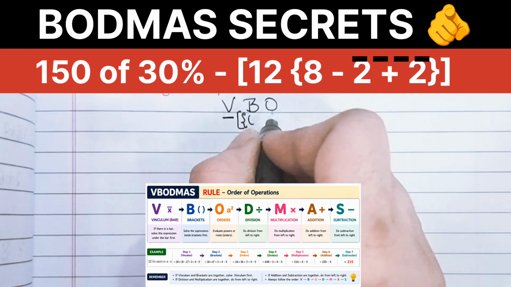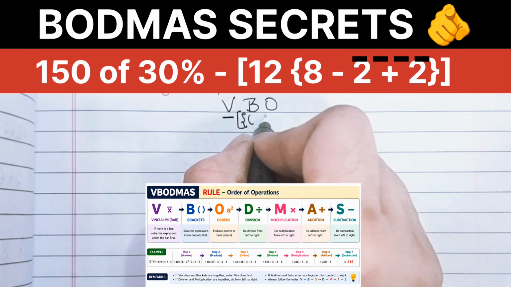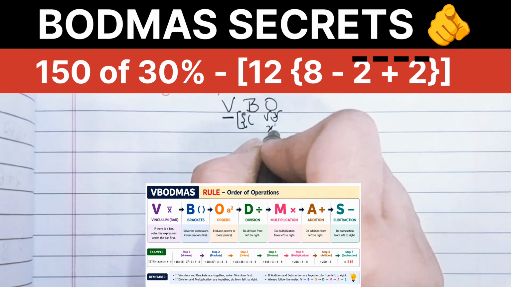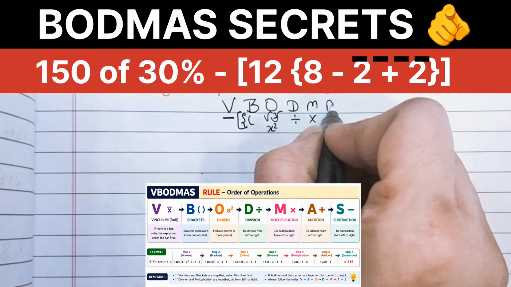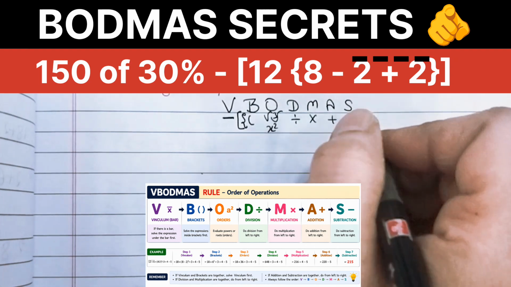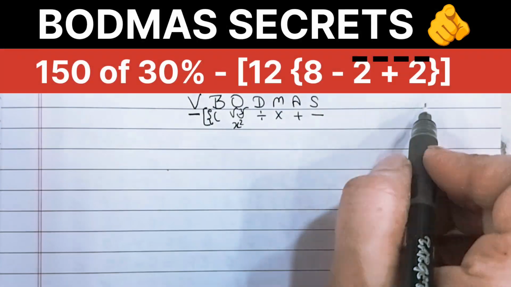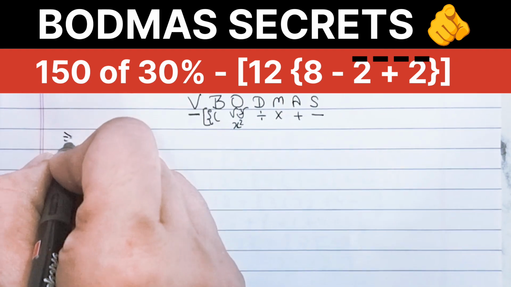O stands for order. We convert it into of multiplication and then square roots, cube roots and exponent. D stands for division. M stands for multiplication. A stands for addition, S stands for subtraction. According to this BODMAS sequence, we'll break down this expression with a step-by-step solution.